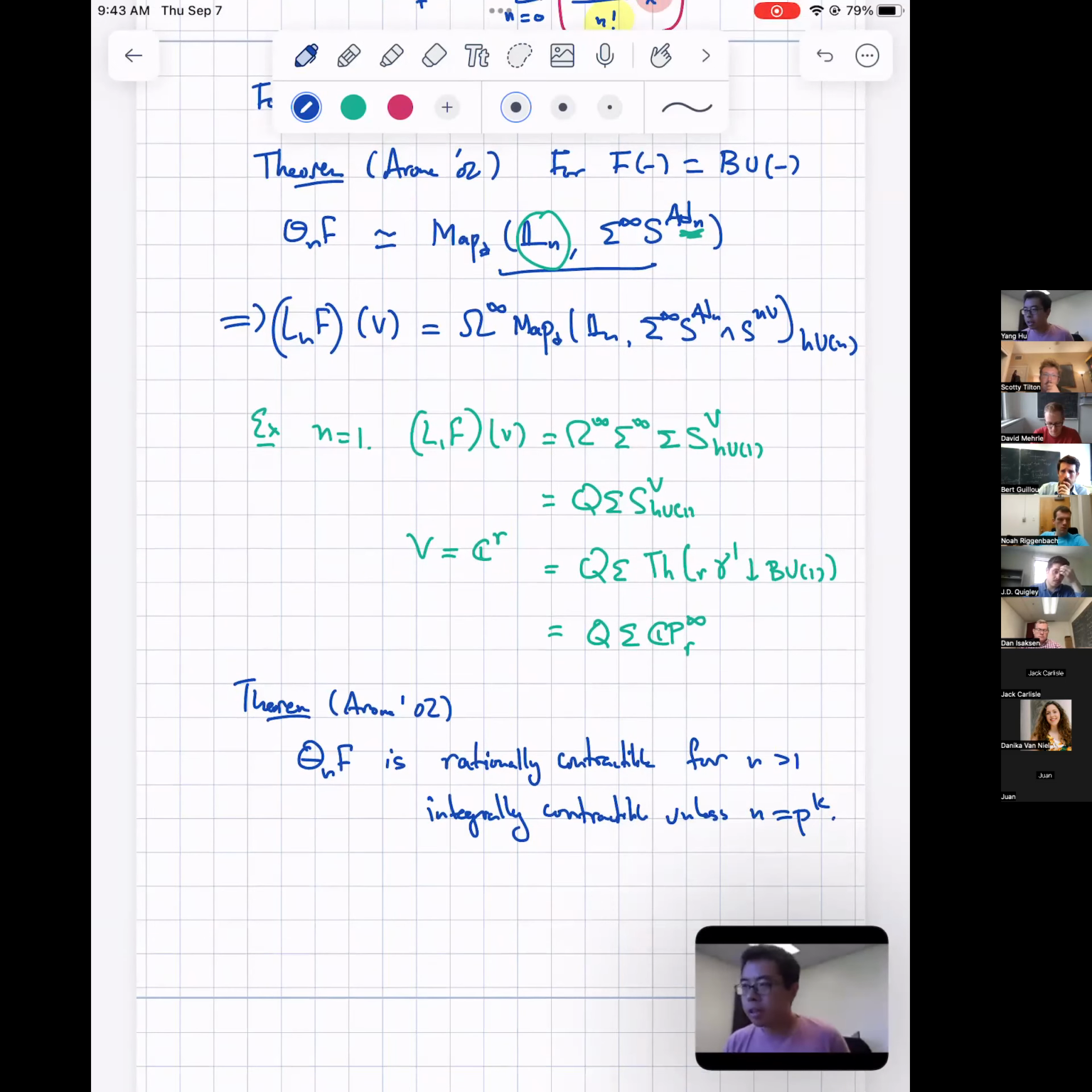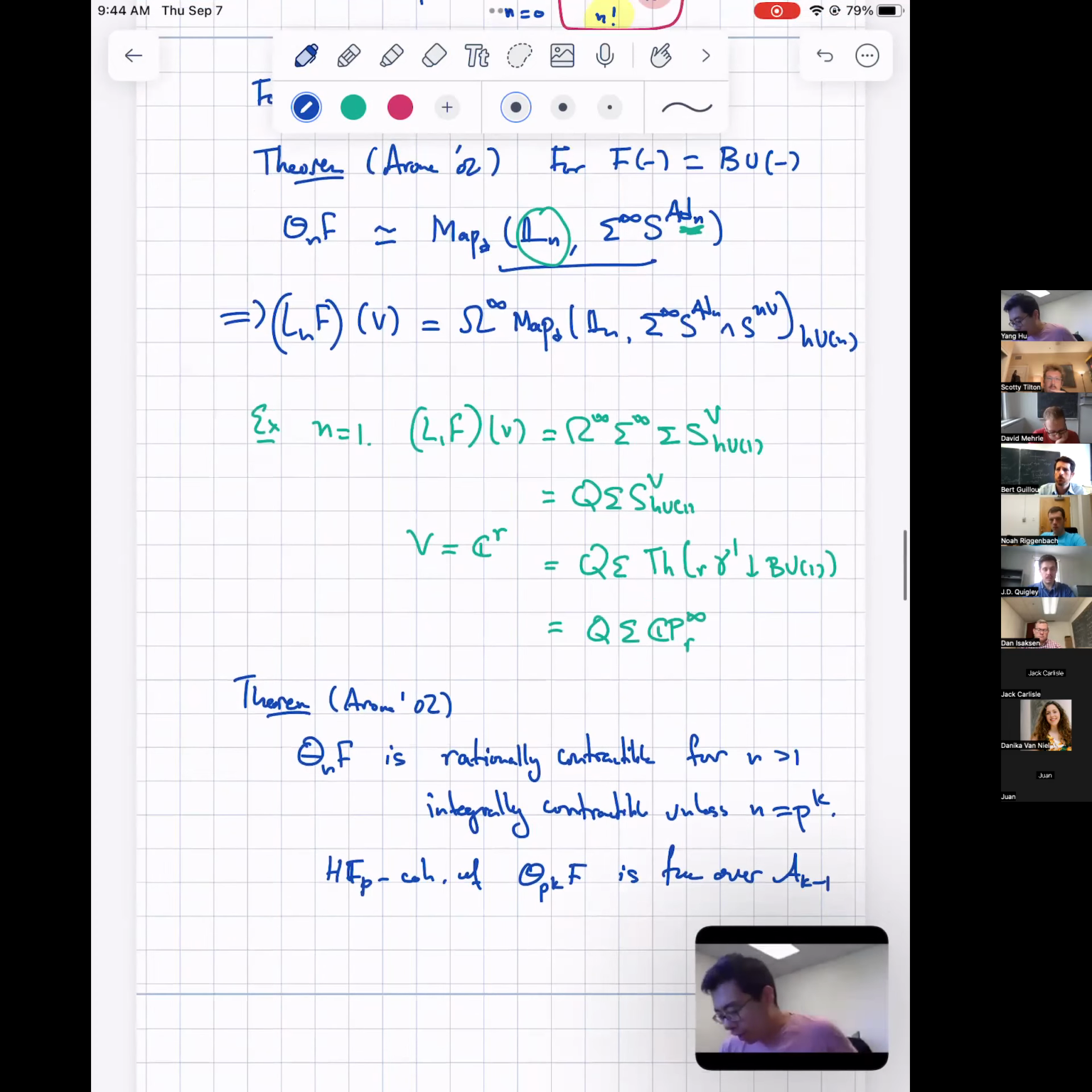And furthermore, there's some cohomology information that we can determine. For example, the mod p cohomology of the p^kth derivative of the BU(V) functor, we know that it is free over the subalgebra A_{k-1} of the Steenrod algebra. But what we're going to learn from the results of Arone is simply that in general, those derivatives are highly connected. And by highly connected, I just mean zero connected. So the nth derivative of f is just zero connected.